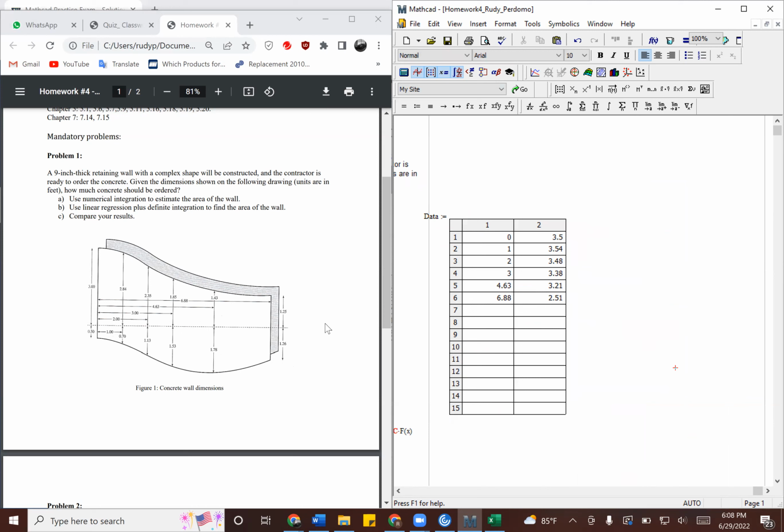Okay, so you're just adding basically the x values together and then the y values? So our x values are these horizontal measurements here. You see them? So this would be 0, starts at 0. This first line right here would be x equals 1, x equals 2, this one here, x equals 3, x equals 4.63, and then it stops at 6.88.